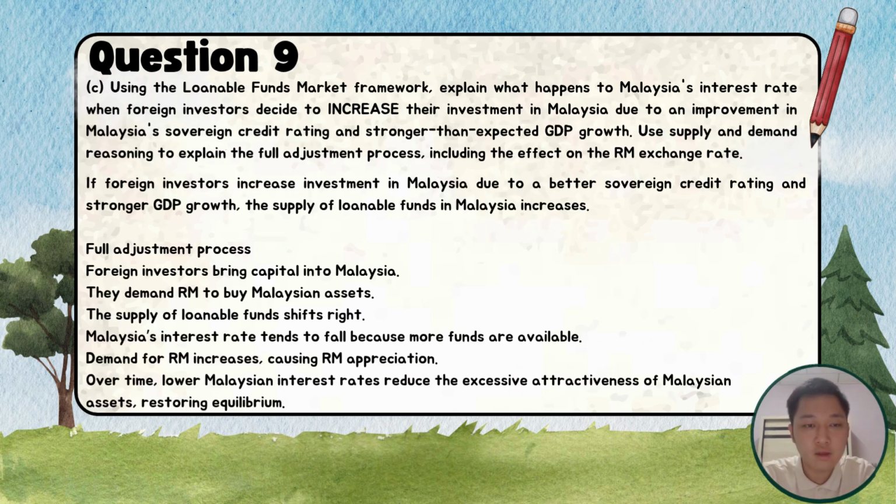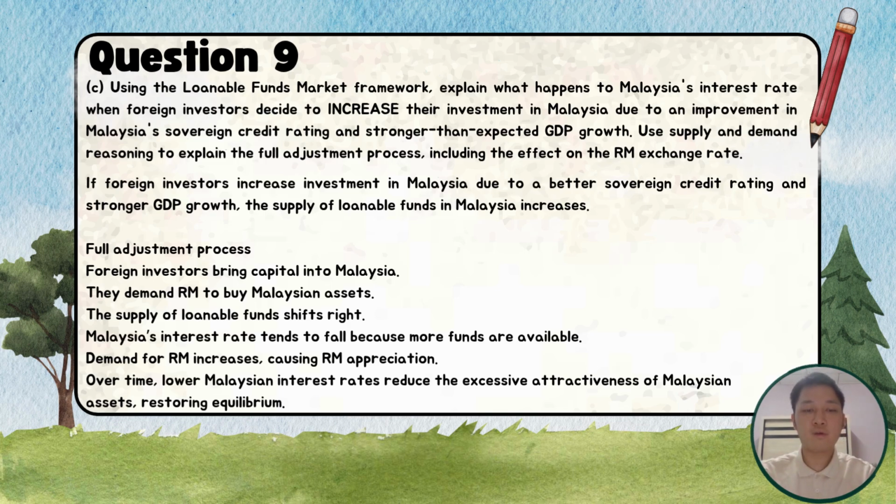Question 9c. When foreign investors increase their investment in Malaysia because of a better sovereign credit rating and stronger than expected GDP growth, more foreign funds enter Malaysia. This increases the supply of loanable funds in Malaysia. In the loanable funds market, when the supply of funds increases, the interest rate tends to fall because there are more funds available for borrowing and investment.